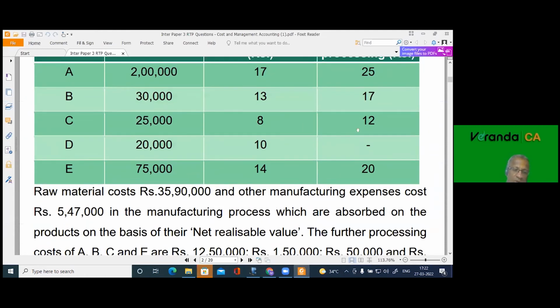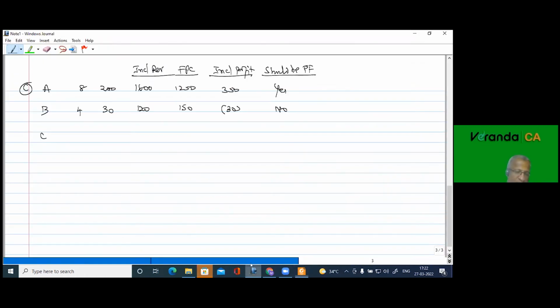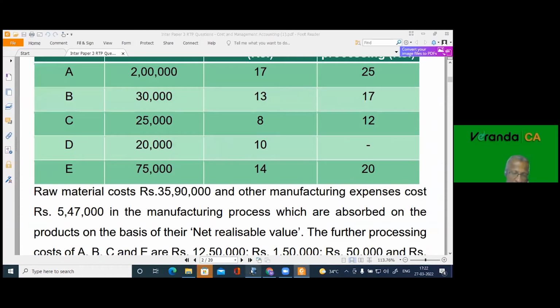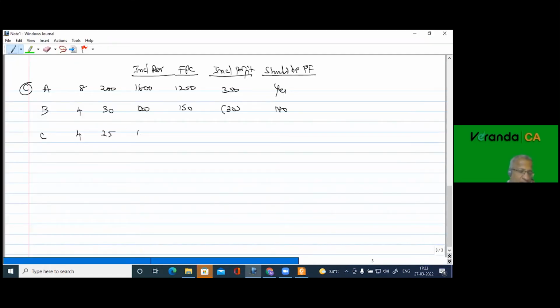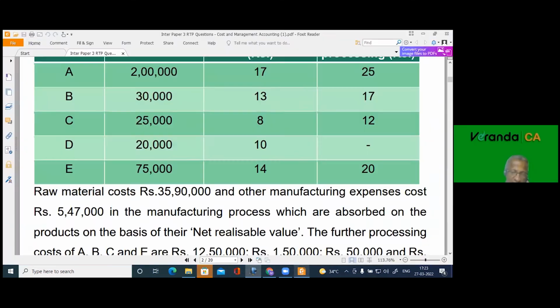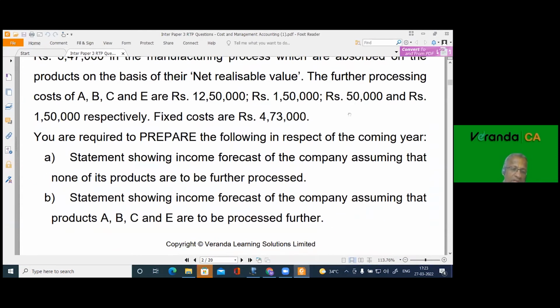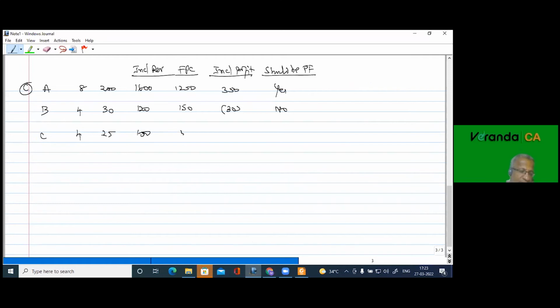Next one, look at 8 rupees to 12 rupees, 4 rupees increase in revenue per unit. No quantitative change, 25, so 100. Further processing cost is 50. So incremental profit is 50. So you got to process further. Yes.